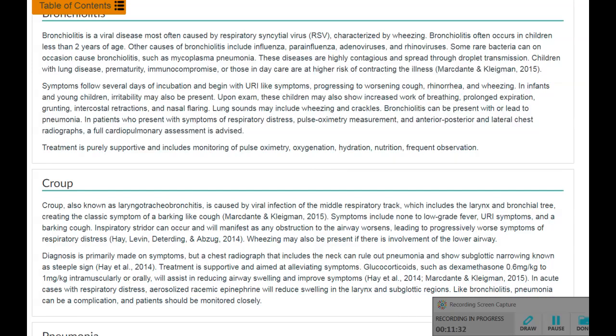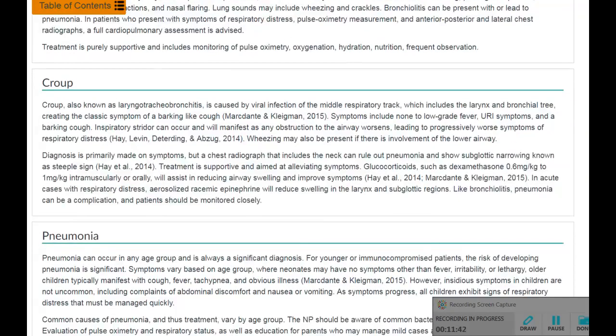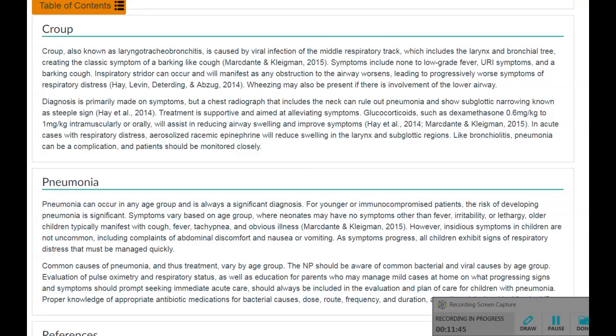Treatment is purely supportive for RSV or bronchiolitis and includes monitoring of pulse oximetry, oxygen, hydration, nutrition, and frequent observation. Croup. Croup is also known as laryngotracheobronchitis.